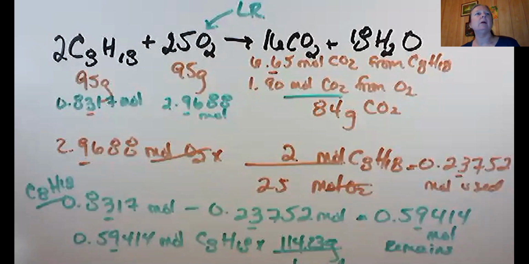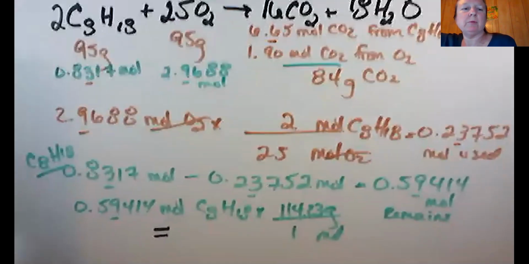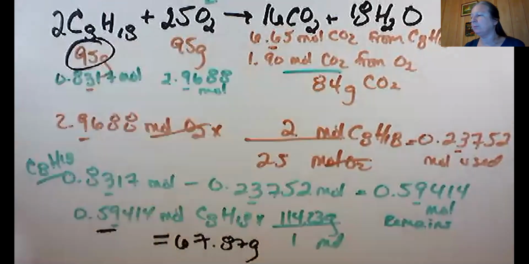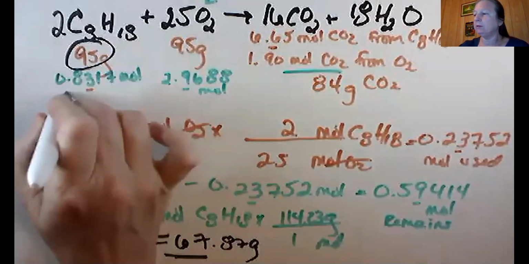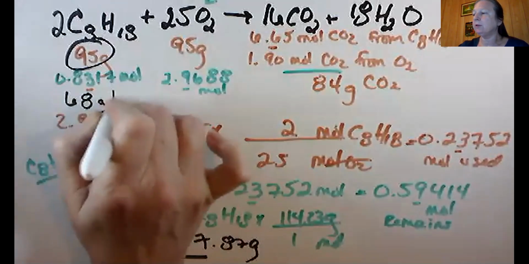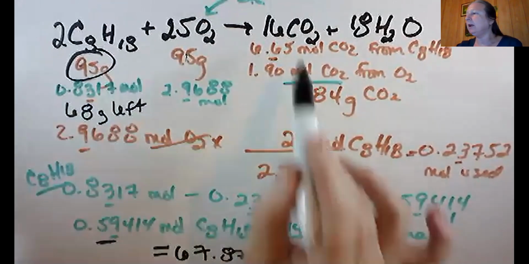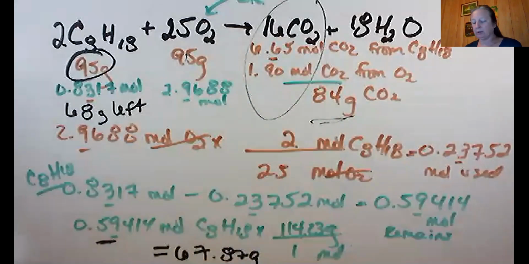So 0.59414 times 114.23 molar mass is 67.8686122. Yeah, that's what I thought. I ran out of room. Equals 67.87 grams. Now I have 2 sig figs, so my answer is going to be 68. So I have 68 grams left. At the end of my reaction, I have none of that left. I have 68 grams of that left. I have 84 grams of carbon dioxide that I made, and we haven't calculated water.